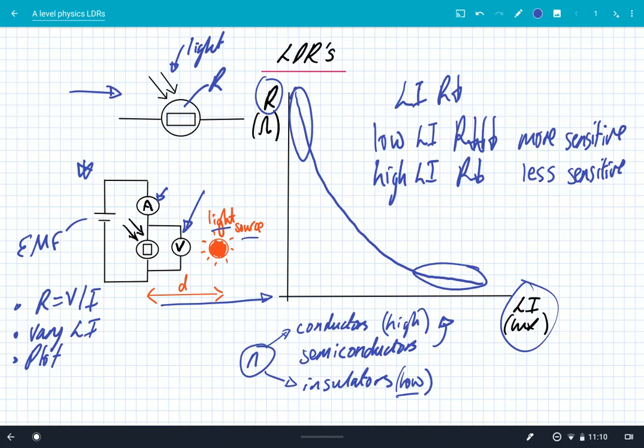LDRs are really important because they're used in light sensing circuits. So in your mobile phone, there is a light sensor which determines the automatic screen brightness level. It also is used to determine whether the flash turns on or off. And it's also used in street lamps to turn them on and off in response to varying light levels in the environment. So they have lots of uses, and we'll look more at how they're used when we do potential divider circuits and light sensing circuits.